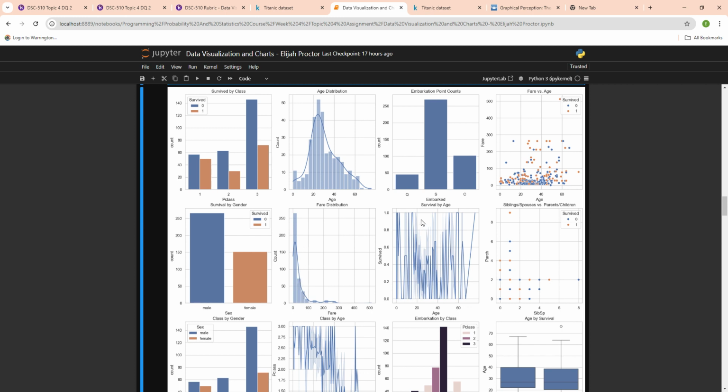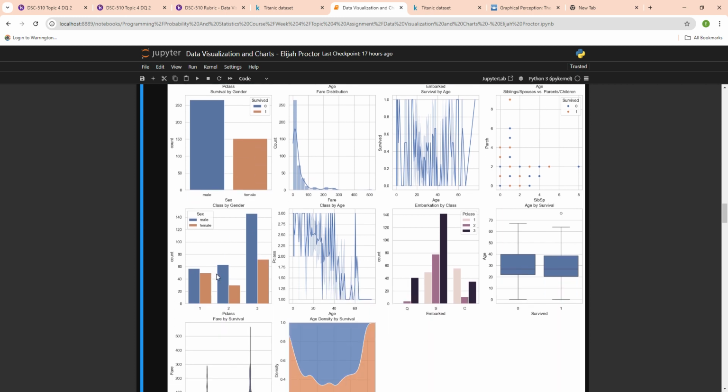Then we have our survival by age line chart, which shows that there is not really a correlation between survival and age, except when you get to the younger people. If you were younger, you were more likely to survive. And then we have our siblings and spouses versus children and parents scatter plot, just to show the relationships between those who had siblings or family members on board.